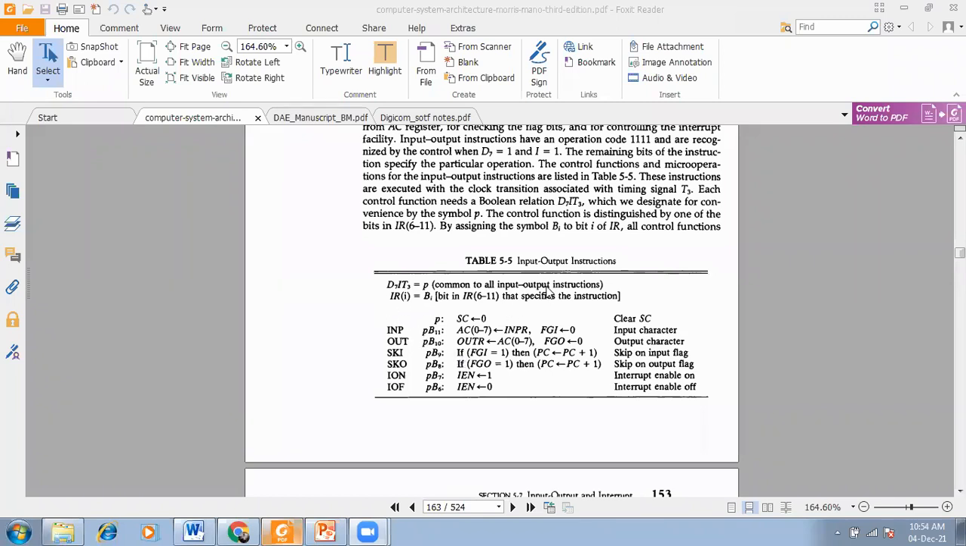So these are the input output instructions you should keep in mind. If a question comes to write down the names of the input output instructions, you have to write them and their functions.